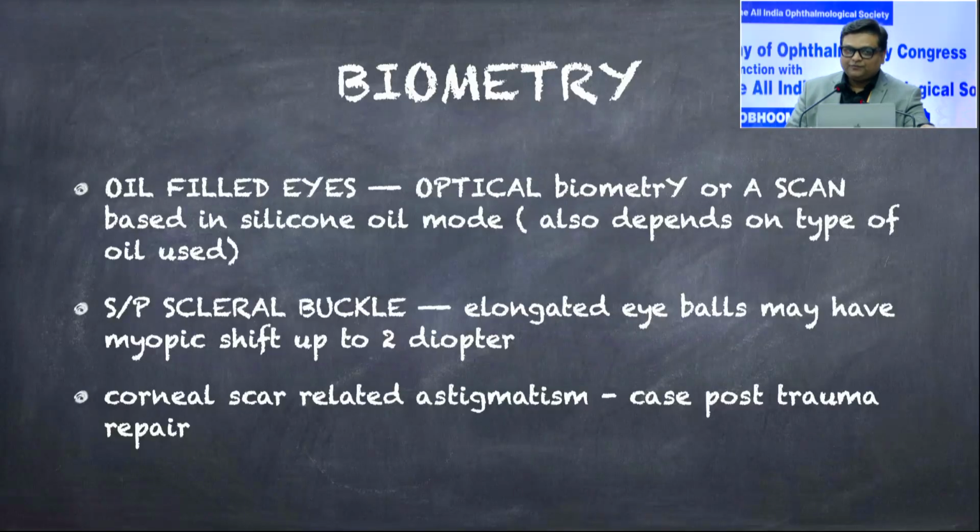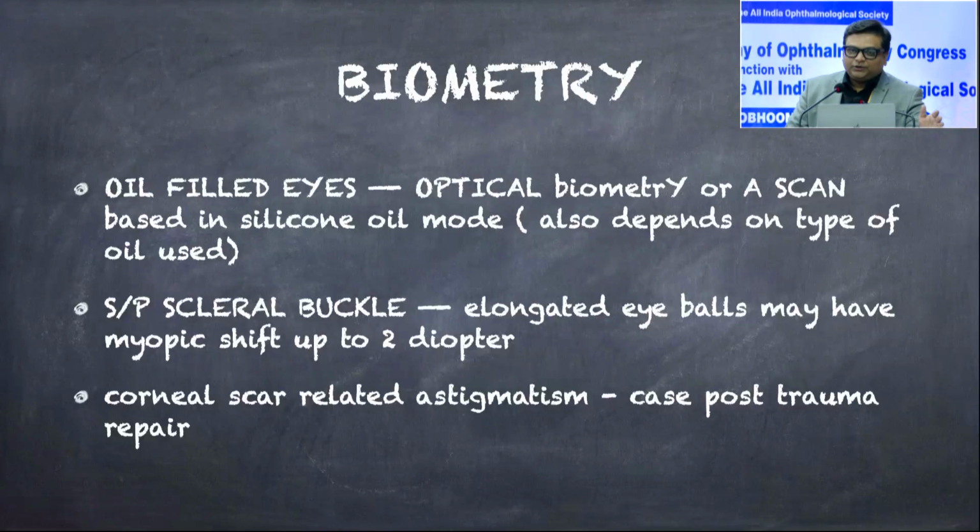It depends on what type of silicone oil is used, 1000 centistokes or 5000 centistokes. We can always do a biometry for both the eyes unless the patient is anisometropic. So pre-operatively, before the retinal surgery, the refraction has to be kept in mind. We should look into the refraction of the patient. If the patient has undergone a buckle surgery, then the eye will be elongated. So we need to understand that also. The elongation may lead to a 2 diopter shift in the IOL power.